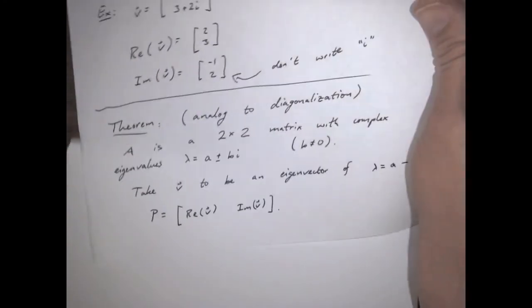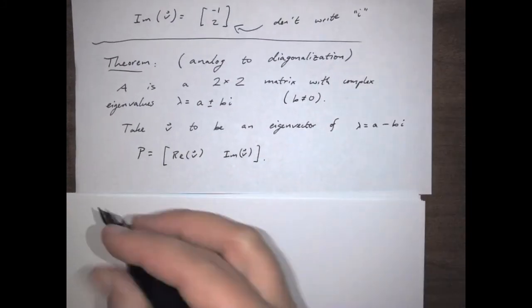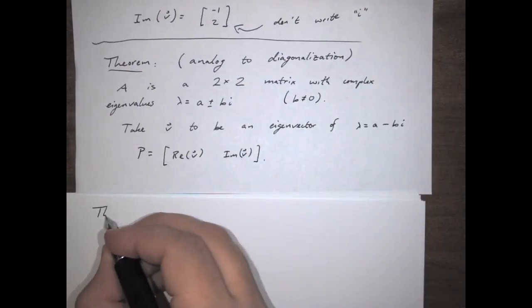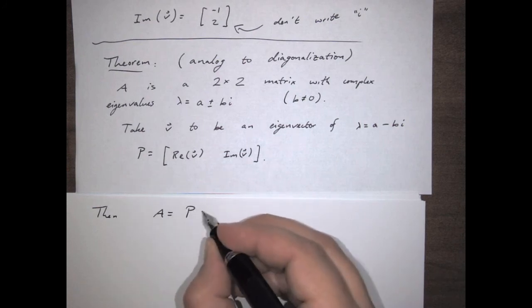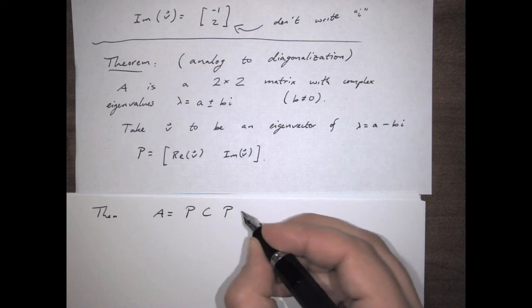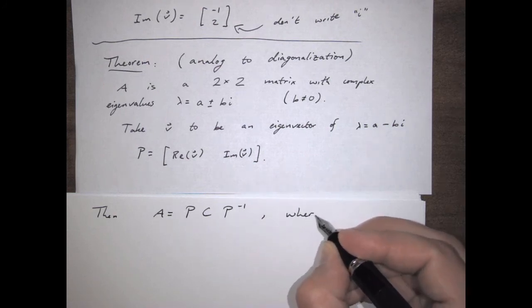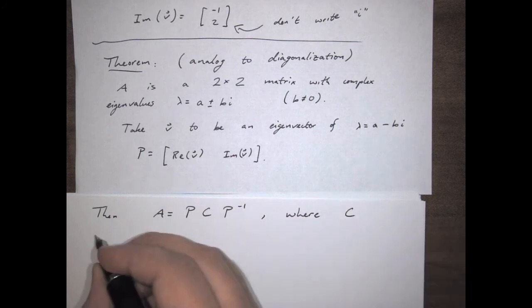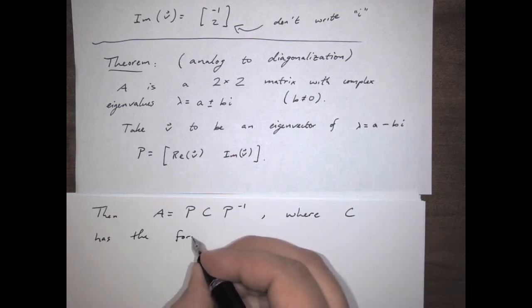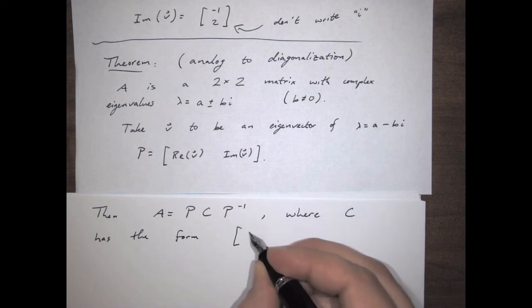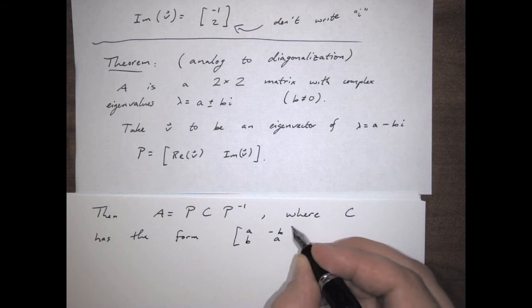And what that will then give us is A will equal P C P inverse, where C has the form AB minus BA.